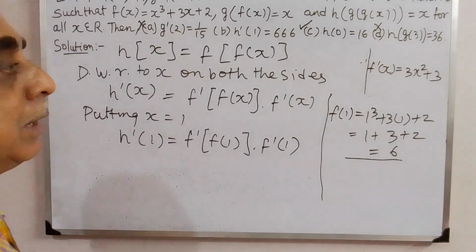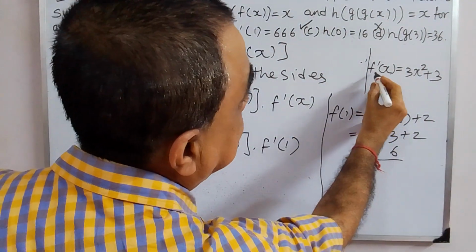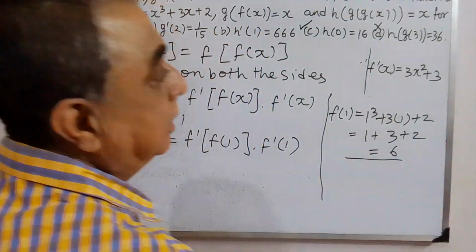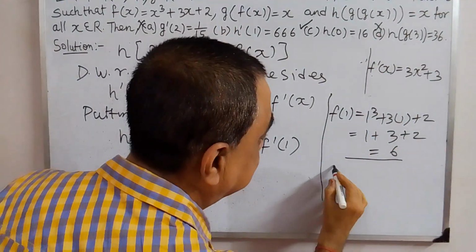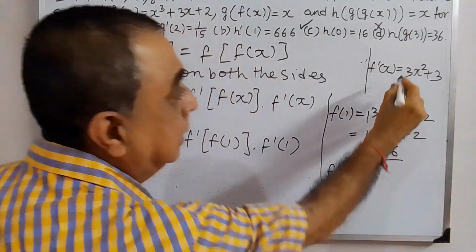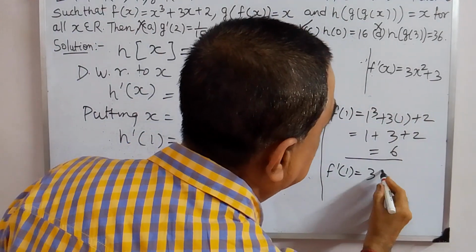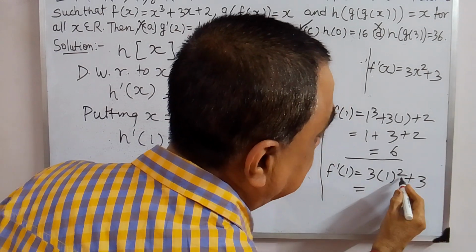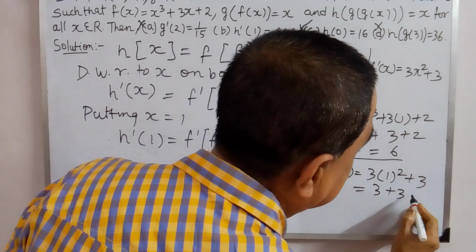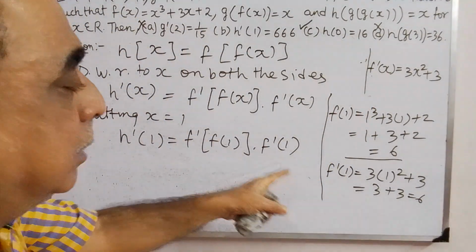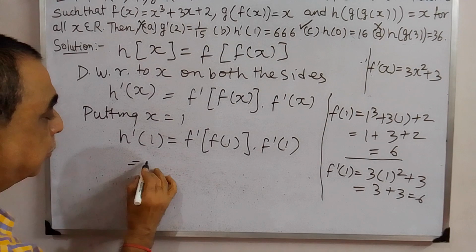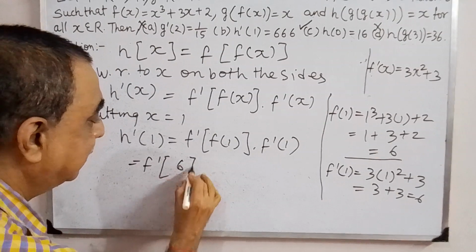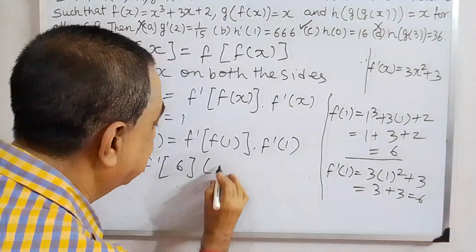And what is f dash 1? In the equation f dash x, you put x equals to 1. So 3 into x value 1, so 1 squared plus 3. 1 squared is 1, so 1 into 3 is 3, plus 3 is equal to 6. So f dash 1 will become 6. So this will become f dash of f1. f1 value is 6, and f dash 1 value is 6.